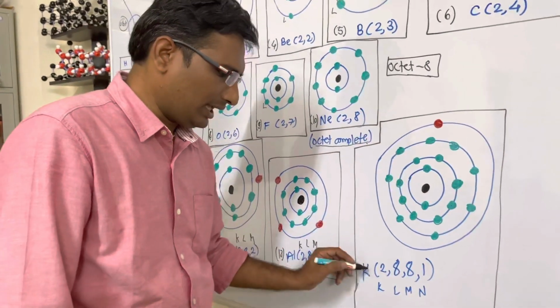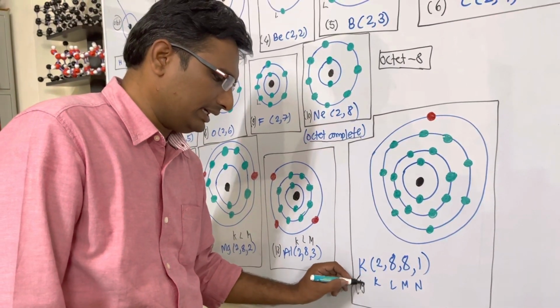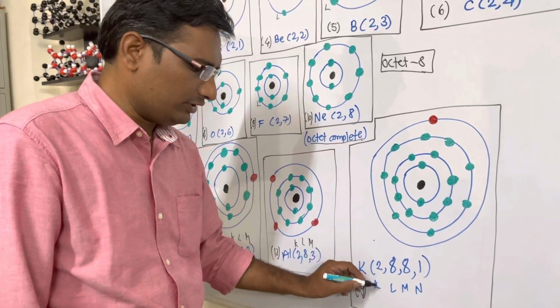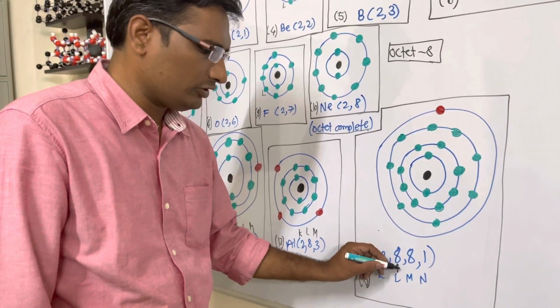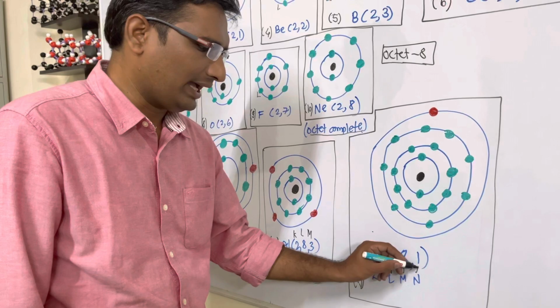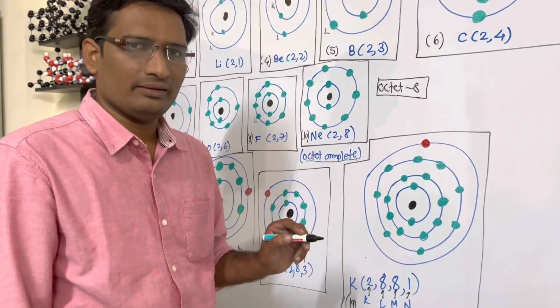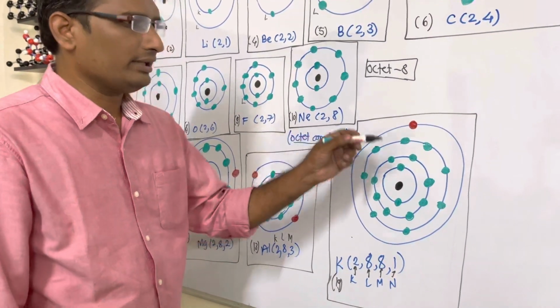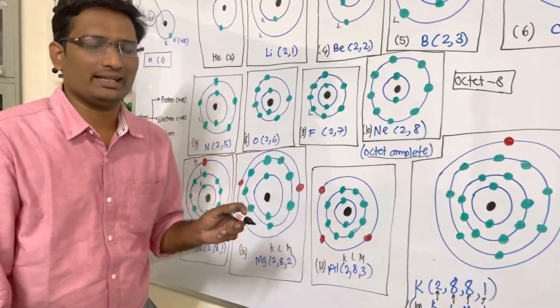Now when it goes to potassium with atomic number 19, K shell contains 2 electrons, L contains 8, M contains 8, and the N shell now contains 1 electron. So we can keep on building up the electronic structure like this.